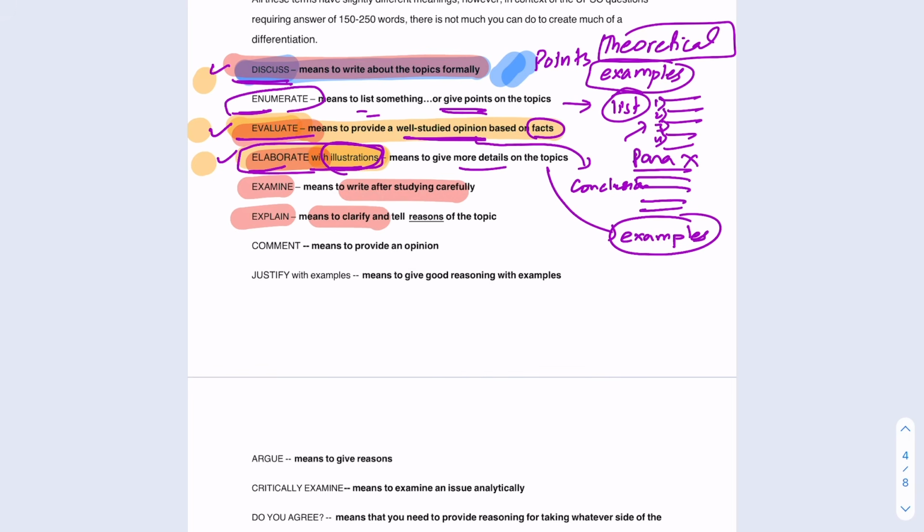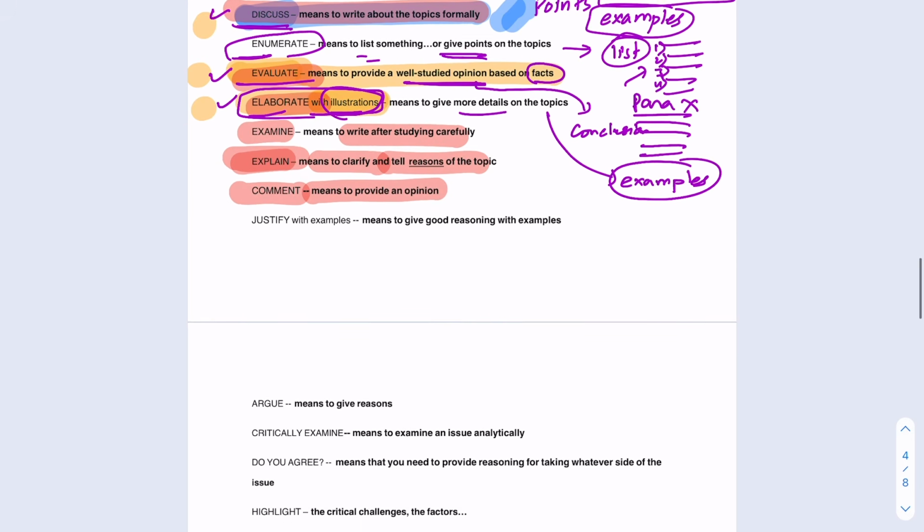Explain means to clarify or to tell reasons of the topic. So when you see the word explain, be sure that you provide the reasons behind that particular question that has been asked, or whatever topic or concept that has been asked. Okay. Then we come to comment. Comment means to provide an opinion.